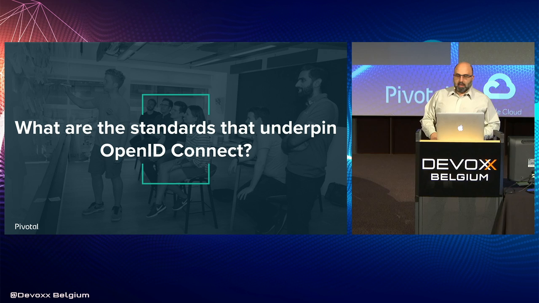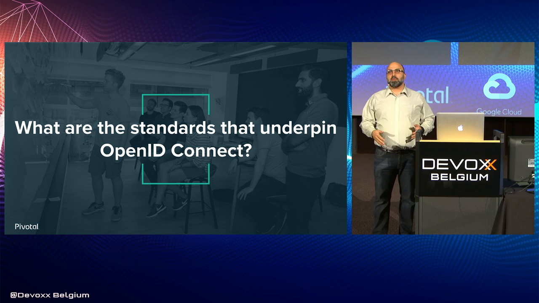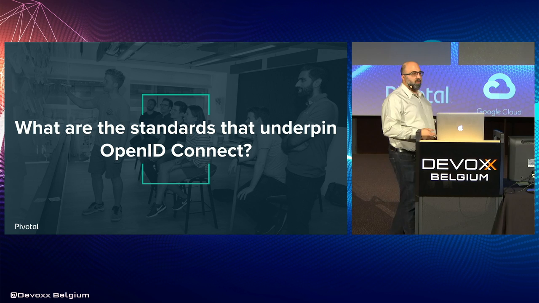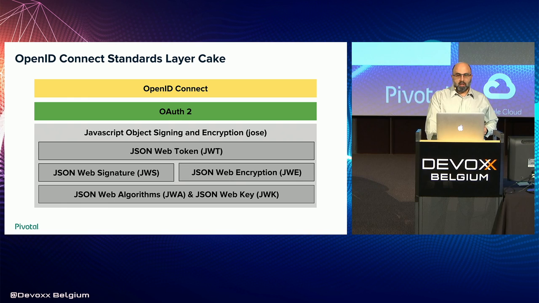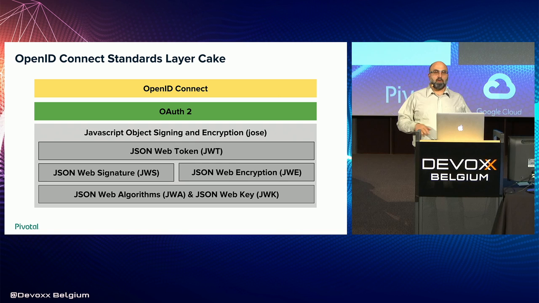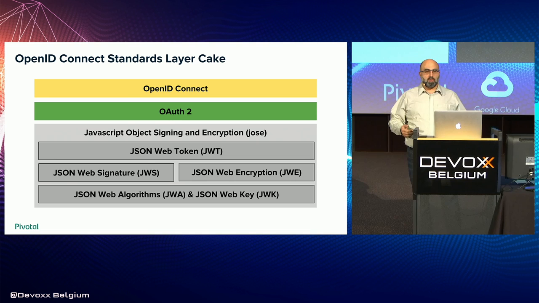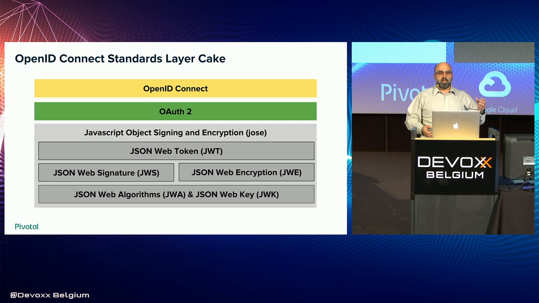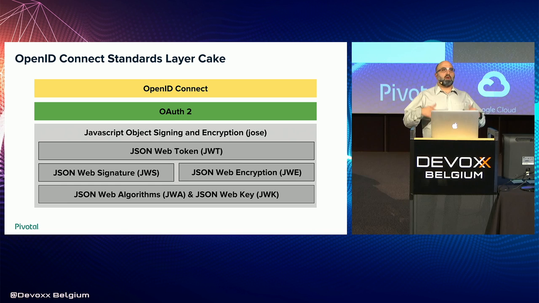As simple as that is, we want to go under the hood right now. If writing the login was pretty easy, what was actually making it work? What are the protocols and the standards that underpin OpenID Connect? This is a quick layer cake of the standards involved. At the bottom is JSON Web Algorithms and JSON Web Key. On top of that, we've got JSON Web Signature and JSON Web Encryption. On top of that, we've got the JSON Web Token. That collection of standards is referred to as the JavaScript Object Signing and Encryption suite of RFCs, which is called JOSE. On top of that is OAuth 2, and on top of that is OpenID Connect.